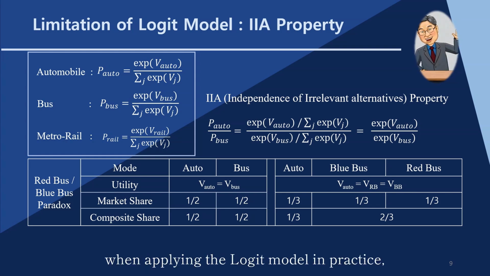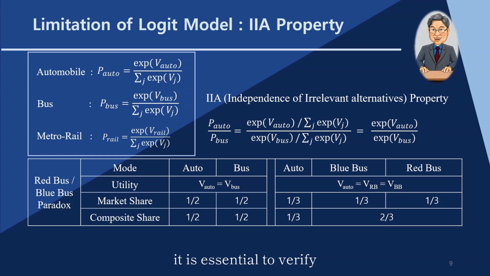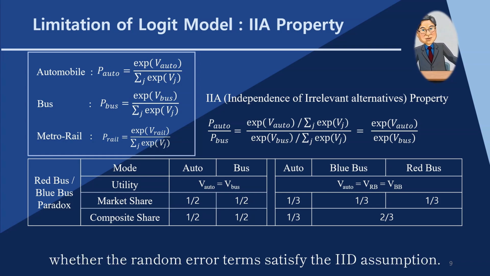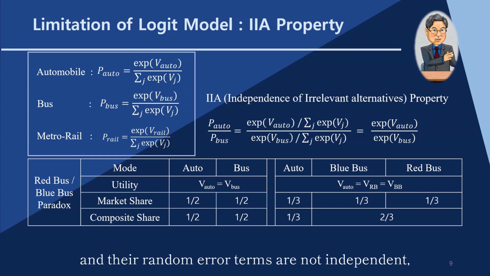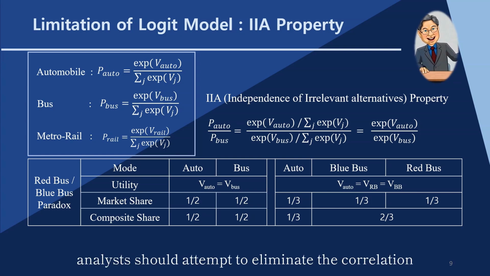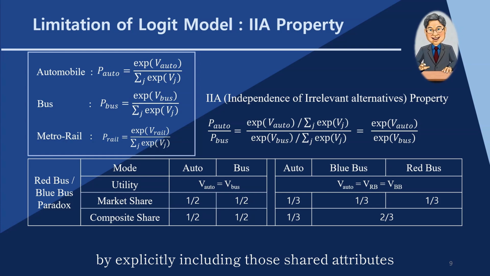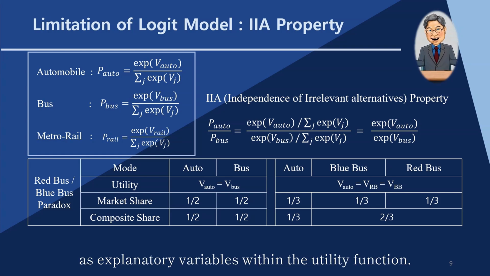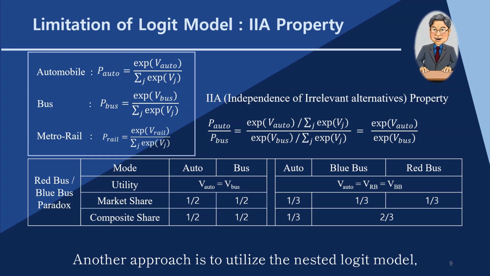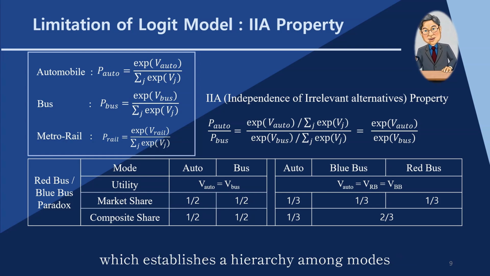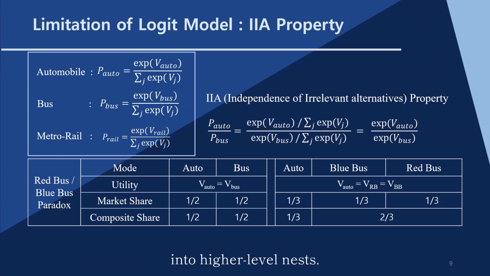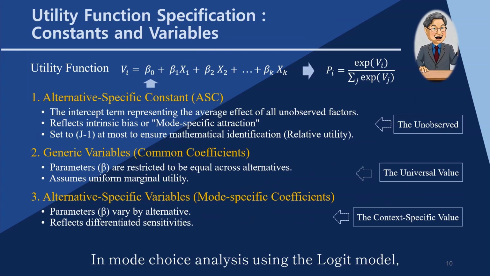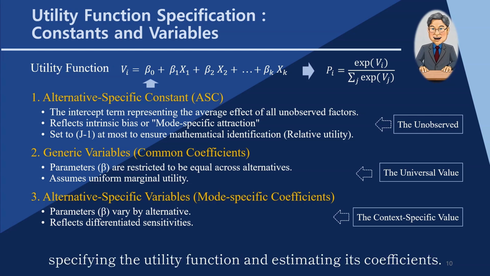For this reason, when applying the Logit model in practice, it is essential to verify whether the random error terms satisfy the IID assumption. If alternatives share many attributes and their random error terms are not independent, analysts should attempt to eliminate the correlation by explicitly including those shared attributes as explanatory variables within the utility function. Another approach is to utilize the nested Logit model, which establishes a hierarchy among modes by grouping alternatives with similar characteristics into higher-level nests. In mode choice analysis using the Logit model, the most important tasks are specifying the utility function and estimating its coefficients.